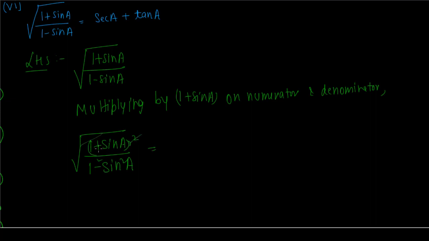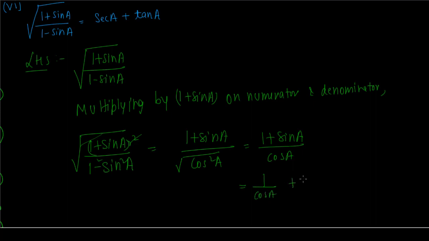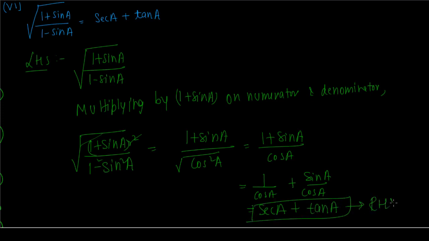Now this square gets cancelled with the root, so you get 1 plus sine A, and this is what? 1 minus sine square A. It is nothing but cos square A. And cos square A under the root will remain. But now cos square A root is nothing but what? Cos A. So 1 plus sine A by cos A. Now that's it. This can be written as 1 by cos A plus sine A by cos A. Now what is 1 by cos A? Sec A. What is sine A by cos A? Tan A. That's it. This is nothing but your RHS, and you can see that sec A plus tan A.